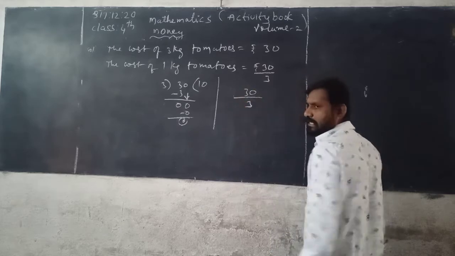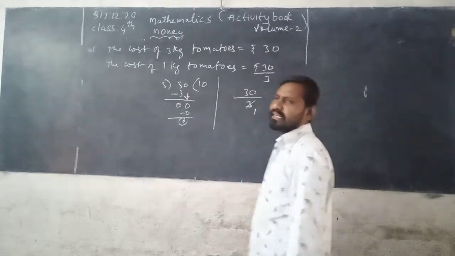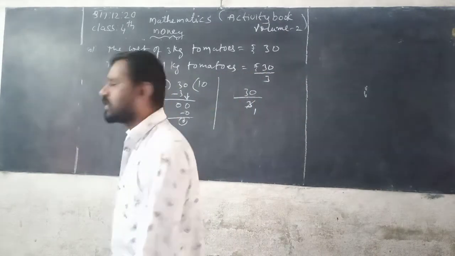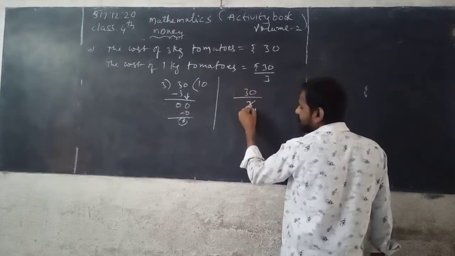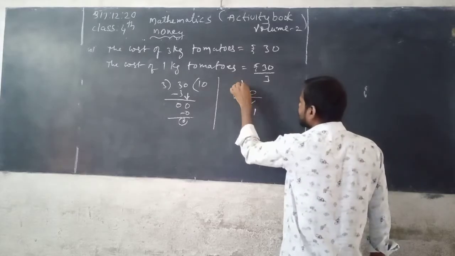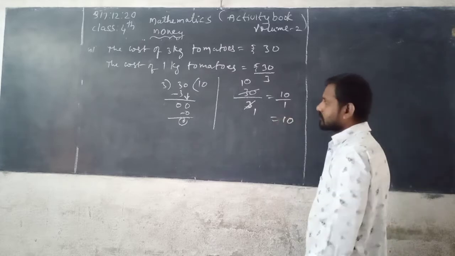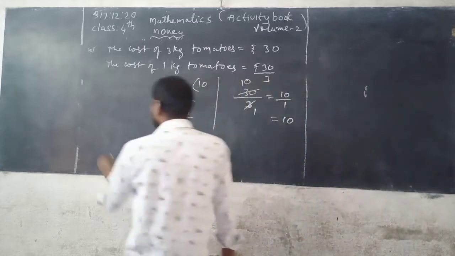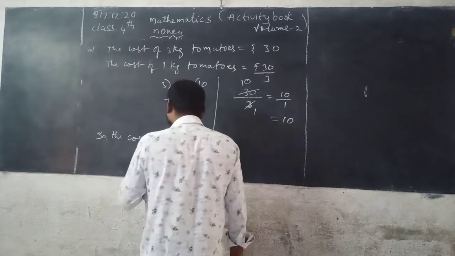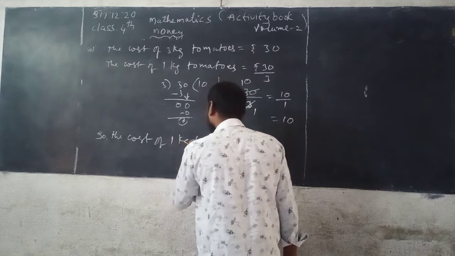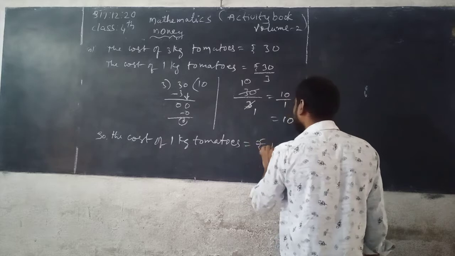30 divided by 3. See here, 3 1s are 3. The numerator and denominator of a fraction are simplified by the same number. So now I am taking the 3 table. 3 1s are 3, 3 1s are 3, cut it. Next 3 1s are 3, 3 0s are 0. So 10 by 1, 10 by 1 means 10. So the cost of 1 kg tomatoes is 10 rupees. Write down everybody.